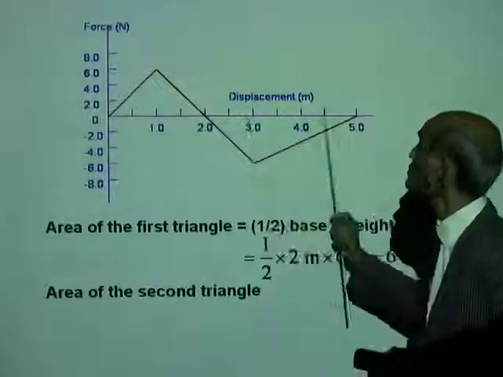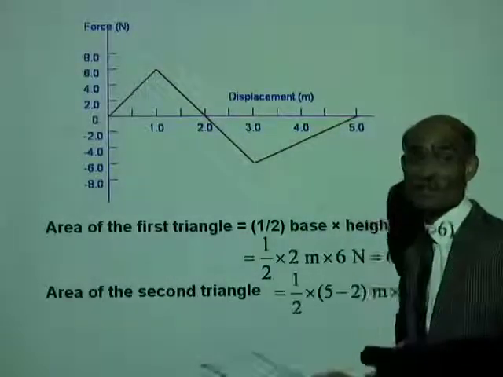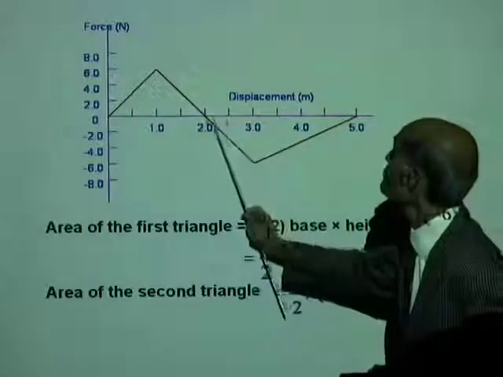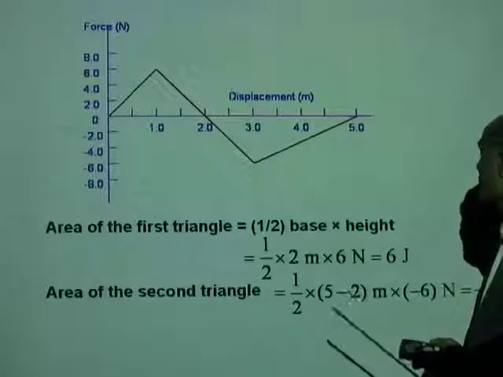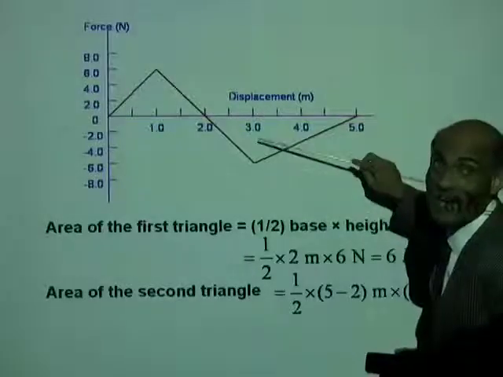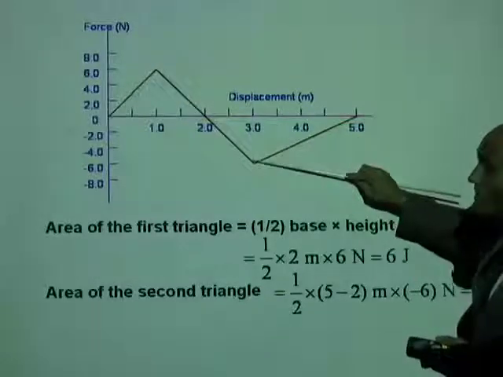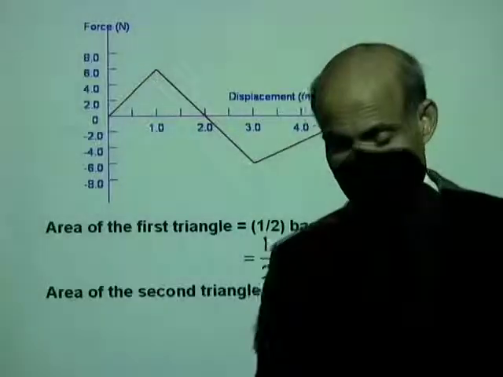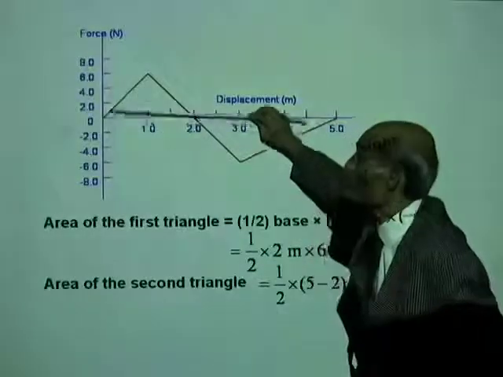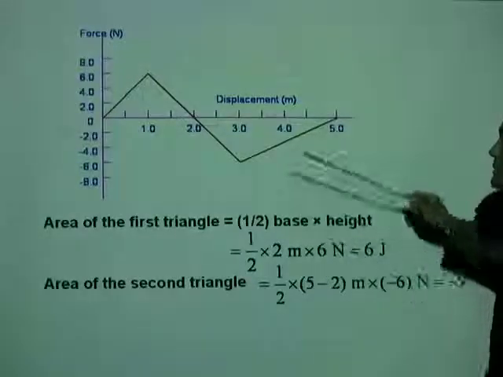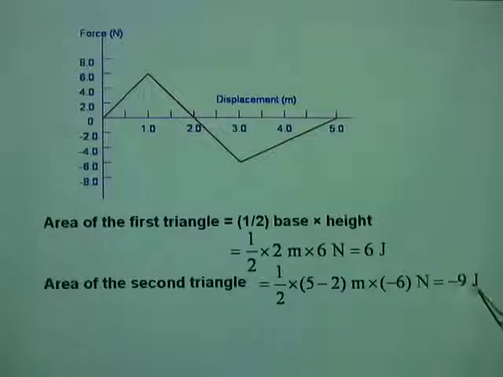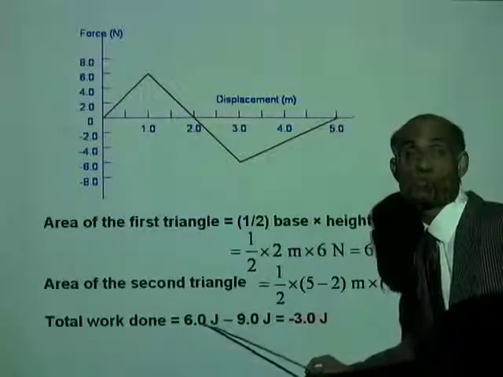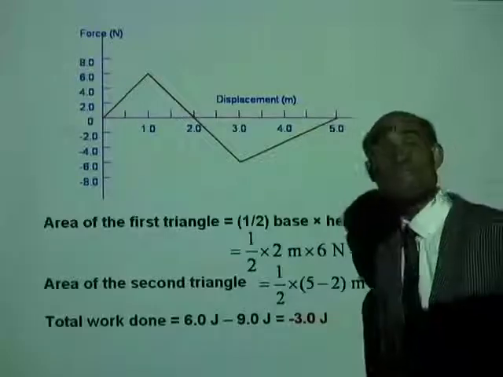And the area of the second triangle, of course that would be negative, is that right? That will be 1/2, base is, what is the base? 5 minus 2 is the base. And what is the height? Now look at the height of the triangle. The height is -6. So that will be -9 joules. The area of the top triangle is +6 joules. The area of the bottom triangle is -9 joules. And therefore the total work done is the sum of the two: 6 joules minus 9 joules equals -3 joules.